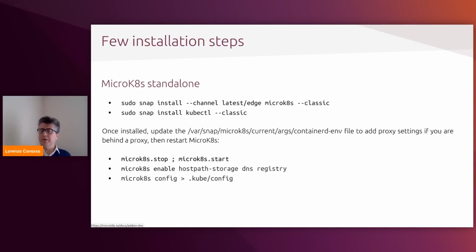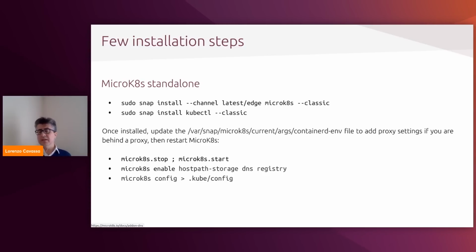Then, since the demo environment runs behind a proxy, you need to configure the proxy, putting the proxy settings in the containerd environment file. I'll show it to you, but it's just a matter of preparing it. Then once you get MicroK8s installed, you can copy such a file to the proper directory, which is in the slide here, and then restart MicroK8s in order to get it able to connect to the internet through the proxy.